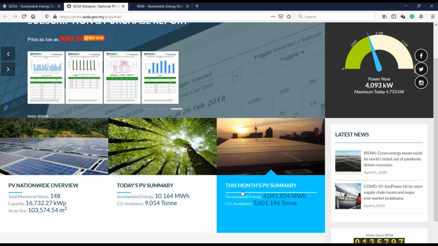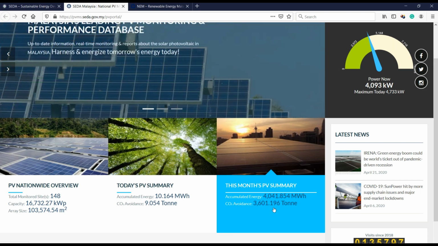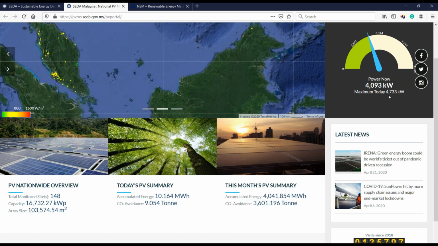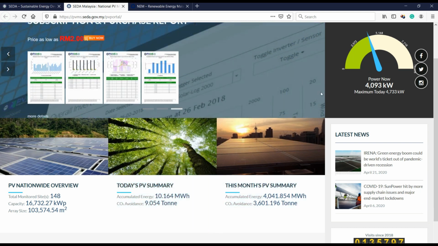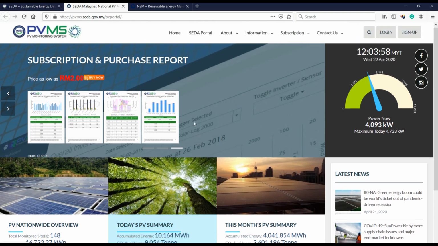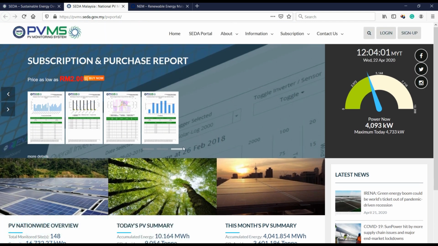So this month summary, so accumulated energy is about 4,041.85 megawatt hour. Maximum today is 5,733 kilowatt. Okay. So you can see the monthly report and also today's report. But if you want to have a detailed report, you can purchase from this website. So the price is as low as RM2. So let's go back to the notes.